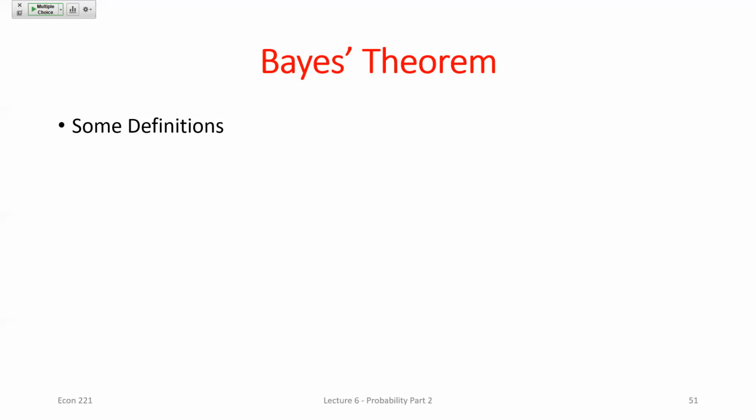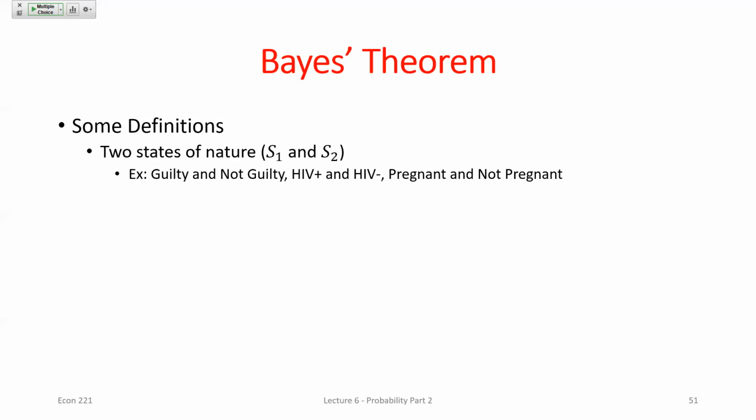The setup for how we're going to use Bayes' theorem has to do with situations where we've got two states of nature, and those states of nature are complements. This might be something like someone is either guilty or not guilty of a crime. Someone is either HIV positive or HIV negative, you're either pregnant or you're not. We go through these scenarios where there are only two real states of nature. Even if it's not that the jury finds you guilty or not guilty, it's that you either committed the crime or you didn't. It's one or the other. So we've got these two states of nature, and they're basically complements of each other.